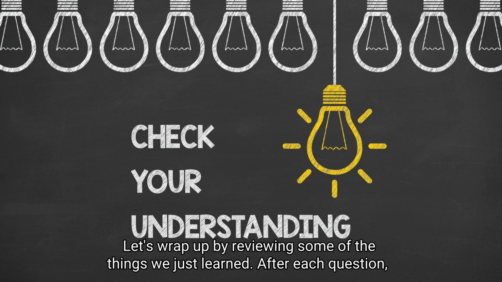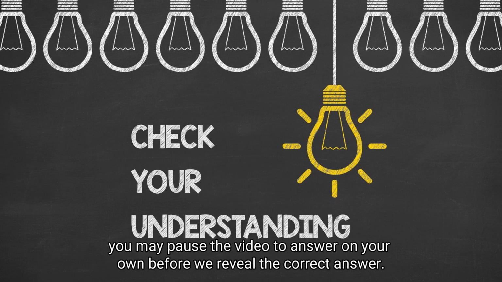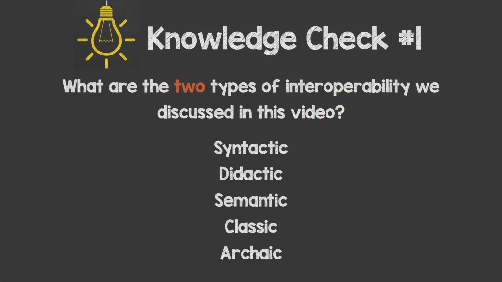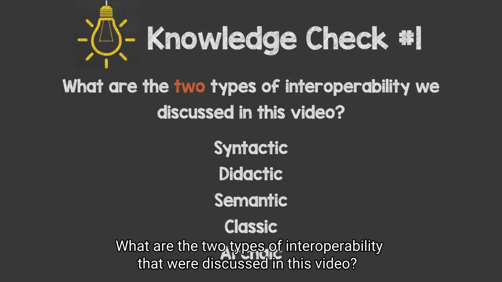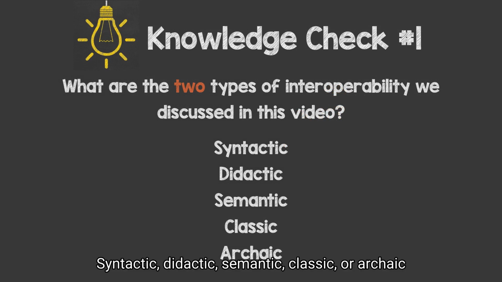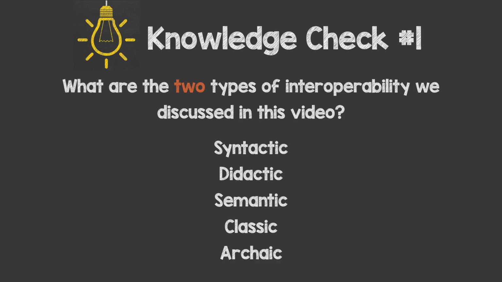Let's wrap up by reviewing some of the things we just learned. After each question, you may pause the video to answer on your own before we reveal the correct answer. What are the two types of interoperability that were discussed in this video? Syntactic, didactic, semantic, classic, or archaic?